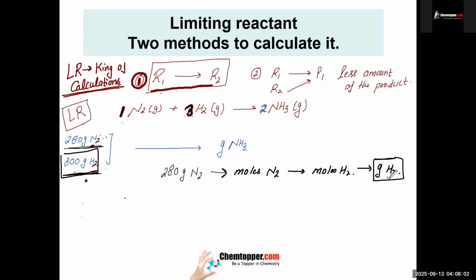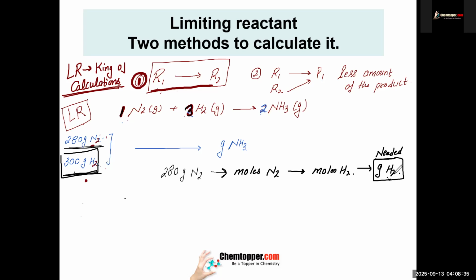If the calculated mass here is more than 300, this is the needed. The one which I have calculated is needed in this reaction. If the calculated mass is more than 300, then it is in excess. Needed is less, given is more. But if it is less than 300, then it means it is the limiting reactant.